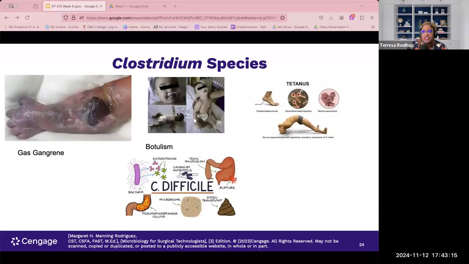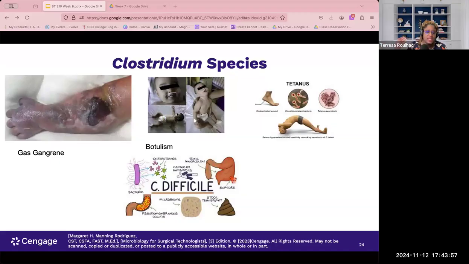So you see a couple things up there: gas gangrene, botulism, more specifically infant botulism, tetanus, and C. diff. We get into breaking these down with gas gangrene. It is life-threatening. The infection often results from some type of trauma, surgical wound, or poor blood circulation. It is characterized by tissue necrosis, the production of gas within affected tissues leading to swelling, severe pain, and potential fatal systemic effects if it's not treated.